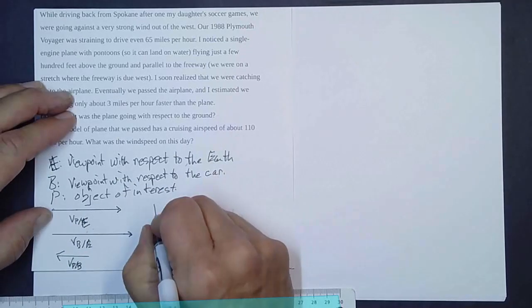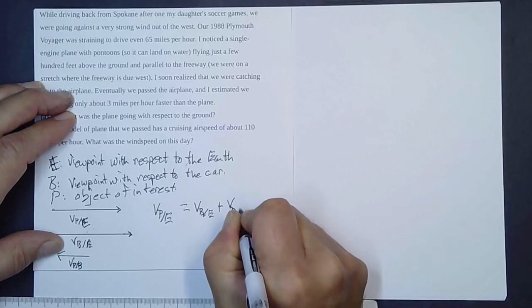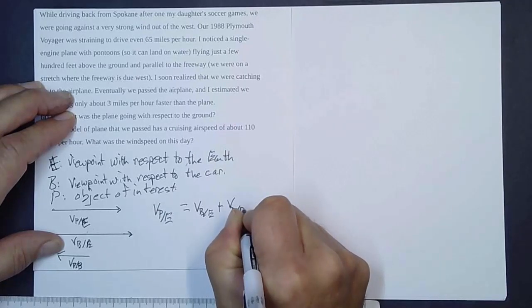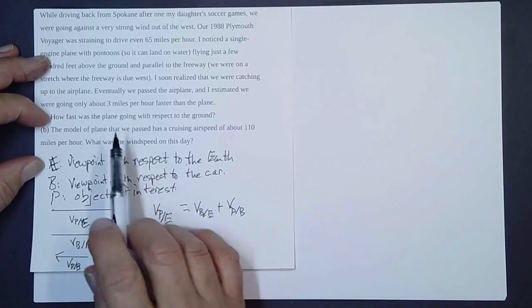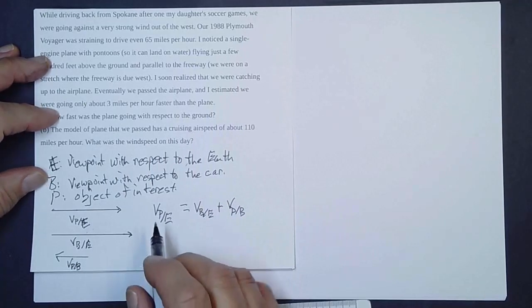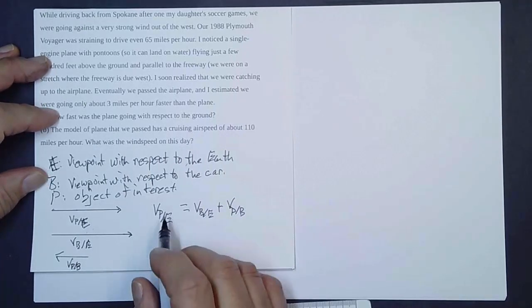The velocity of the plane with respect to the Earth in one dimension will equal the velocity of the car with respect to the Earth plus the velocity of the plane with respect to the car. And I should have used C for car. That would have made a whole lot more sense. But then it wouldn't be my brain if it made a whole lot of sense. We don't know the velocity of the plane with respect to the ground. That's what we're after for part A.